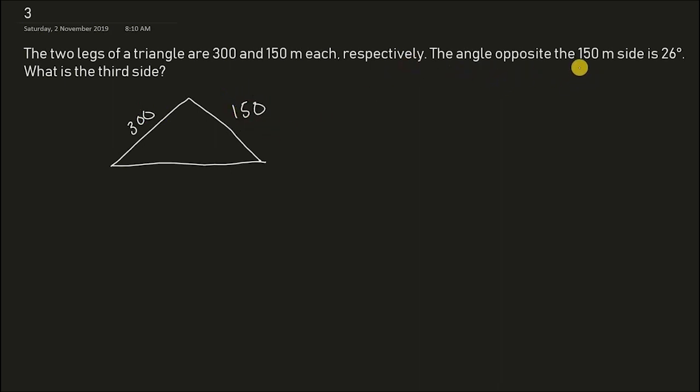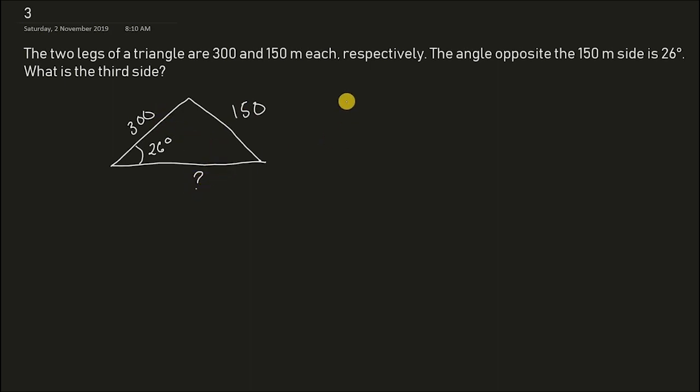The angle opposite the 150 meter side is 26. So opposite of this side is this. Alright, so this is, sabi niya, 26, no? 26 degrees. What is the third side? It is asking for this side. So basically guys, I can solve for this using law of sines. Kasi I have a ratio. That's this is the case side angle. Yeah, I have a ratio of this angle in a side, and I can solve for this side.